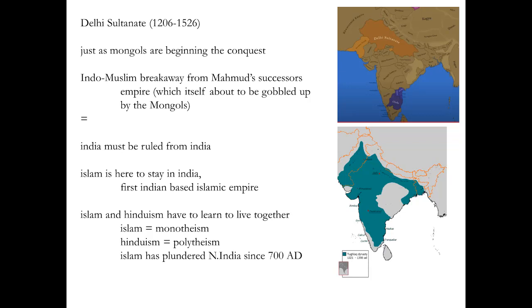Because the Delhi Sultanate is Indo-Muslims and not Middle Eastern Muslims, people who have converted, people who have moved, it also means India is here to stay. This is our first Indian-based Islamic empire. Islam and Hinduism are going to have to learn to live together. Now, that's a problem because Islam is monotheism, Hinduism is polytheism, and Islam has more or less plundered in some way, shape, or form northern India since the 700s AD.